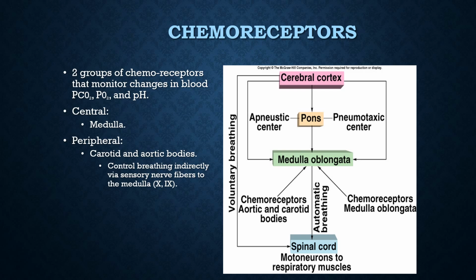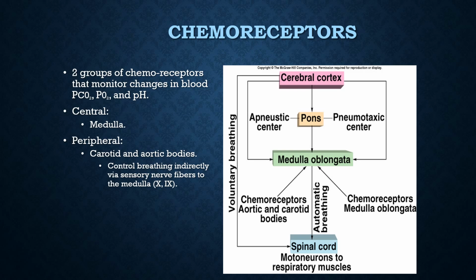Automatic control of breathing is also influenced by feedback from chemoreceptors, which monitor pH of fluids such as the brain interstitial fluid and the cerebrospinal fluid, and also the pH, the partial pressure of carbon dioxide, and the partial pressure of oxygen of blood. We have two main chemoreceptors. The central chemoreceptors are found in the medulla oblongata, and these are sensitive to changes within the brain interstitial fluid and the cerebrospinal fluid, particularly to carbon dioxide and to hydrogen ions, so low pHs.